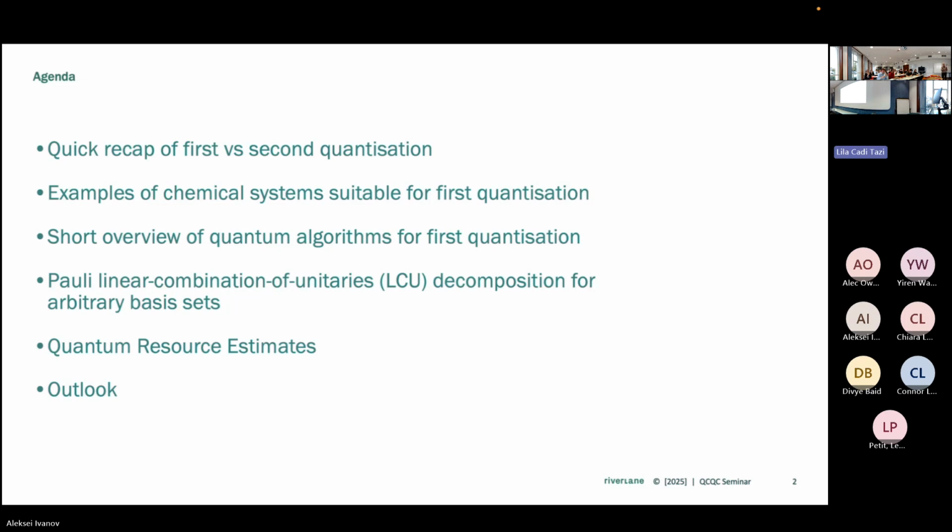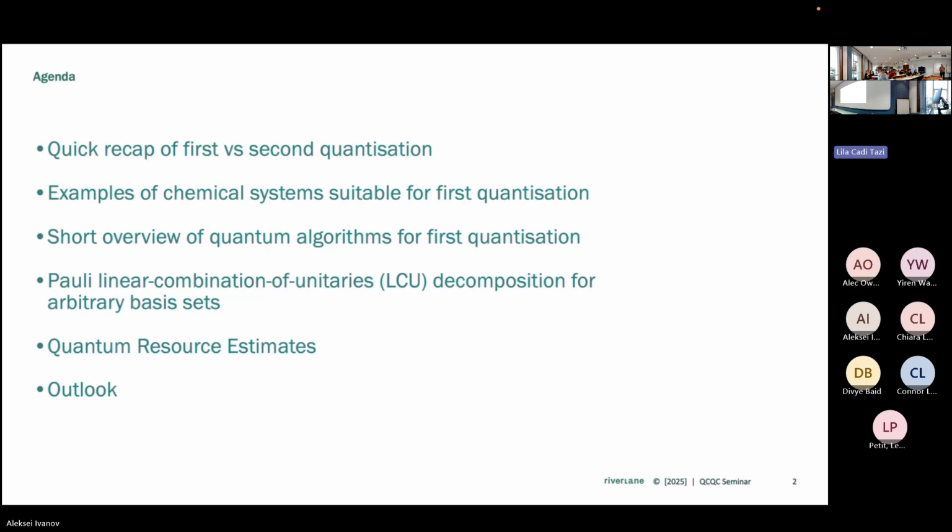So this is the structure of my talk. I will start with the introduction, very basic, just to remind people what first and second quantization are, because this will be important for the rest of the talk. Then I will show some examples of chemical systems which we think might be suitable for simulating chemistry in first quantization. Then I will give you a short overview of quantum algorithms for first quantization, because this is not, of course, a new subject. People have been working on this for three decades at least.